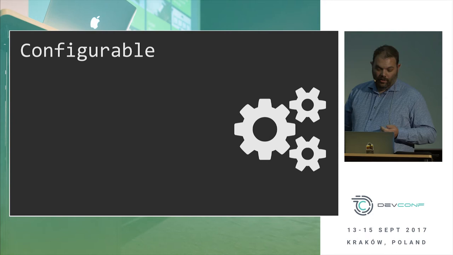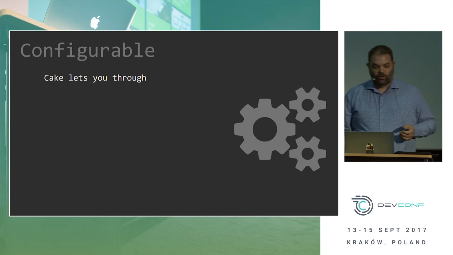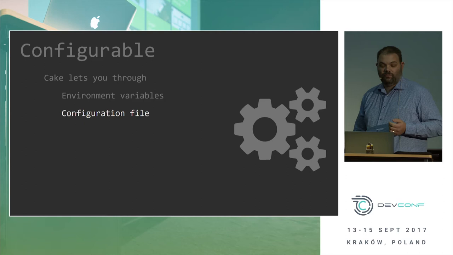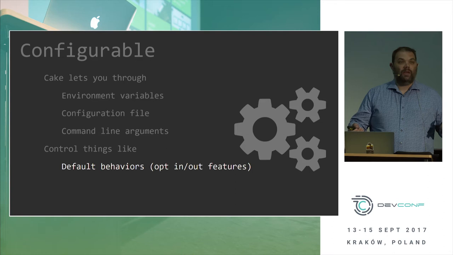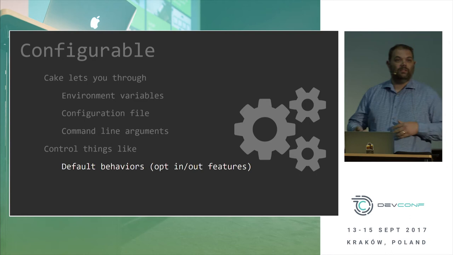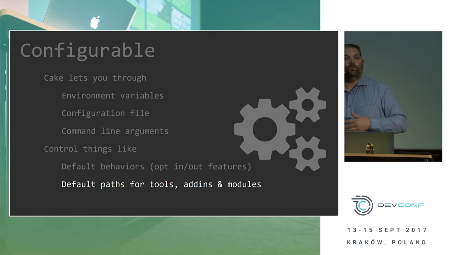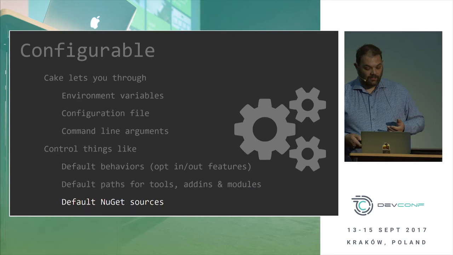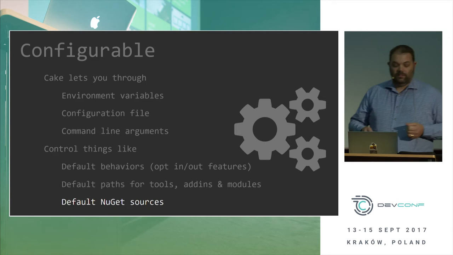When I say it's configurable, we've made a lot of things work according to your process. So you can, through environment variables, configuration files, and command line arguments, control things like default behaviors. You can opt in. So if we add a new feature, we often add a configuration for it so you can opt in and opt out for that feature. Things like default paths for where we store tools or add-ins when we install them, you can change on modules. You can also change things like default NuGet sources and the built-in functionality.